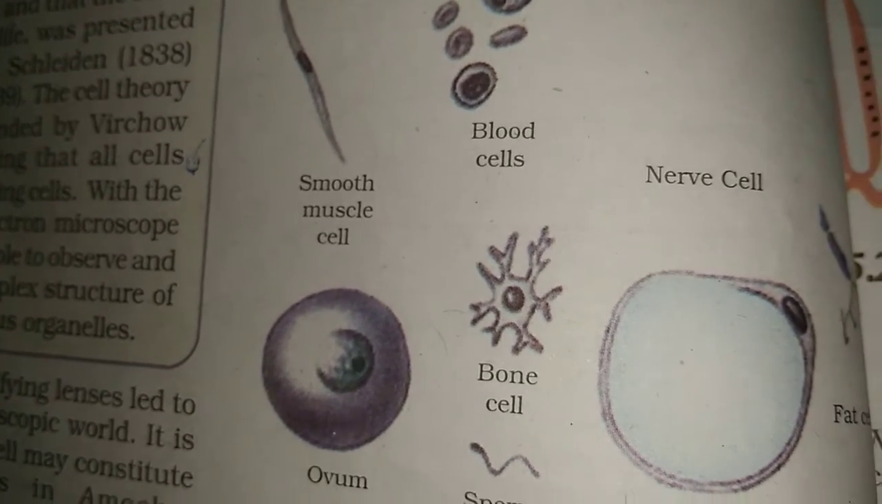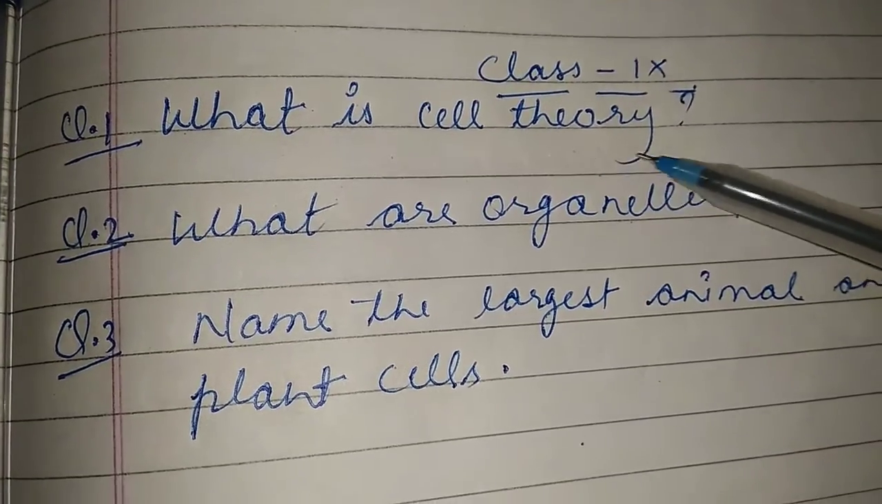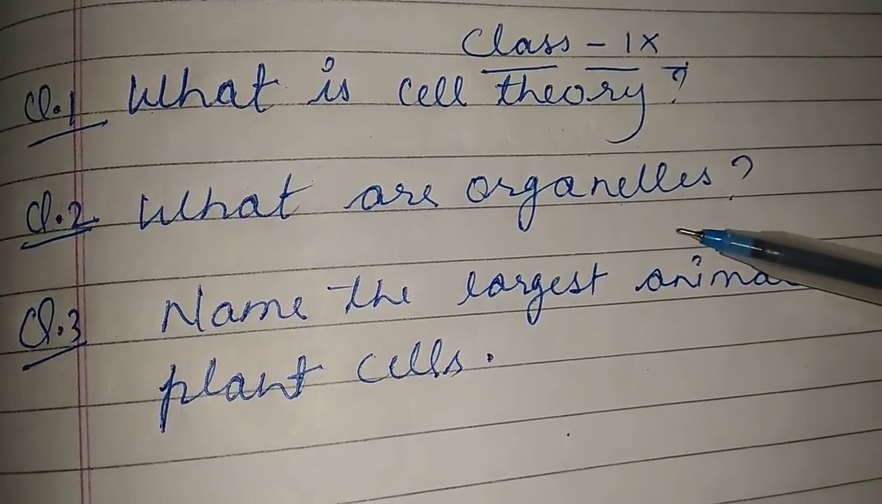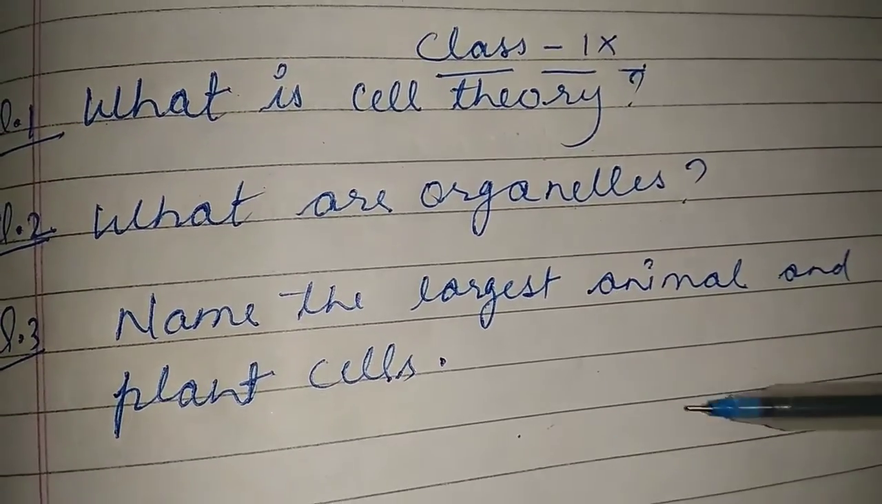Now let's check our knowledge by looking at some questions. So here are the questions. Question number 1, what is cell theory? Question number 2, what are the organelles? And question number 3, name the largest animal and plant cells.